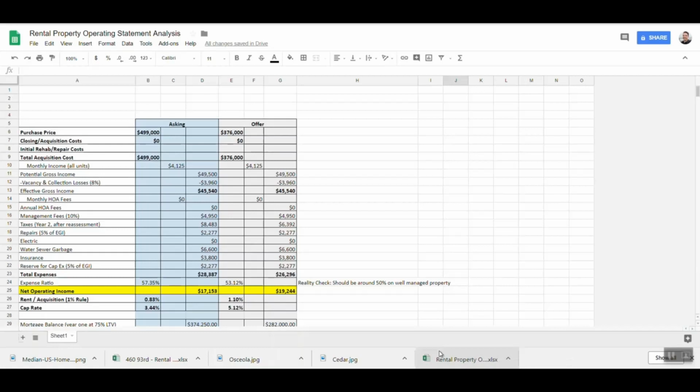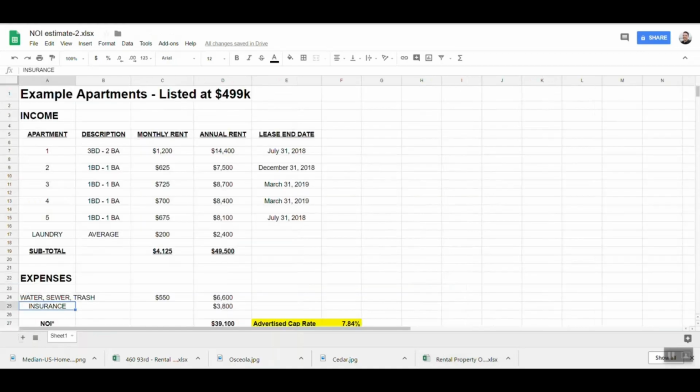We are actually going to take those numbers, plug them into a spreadsheet for an actual property, and figure out if the property makes sense or if the numbers look good on this property. Now, I'm using an actual 5-unit multifamily property that is currently listed in our MLS. I have changed the address and the names to protect the innocent. This is a 5-unit multifamily listed at $499K.